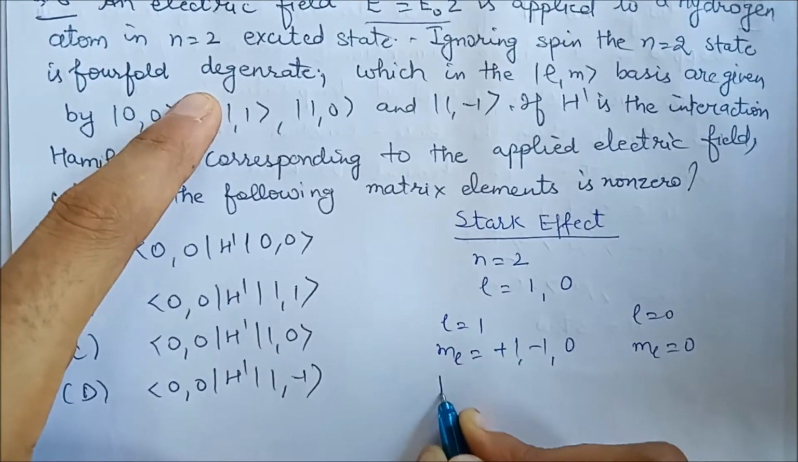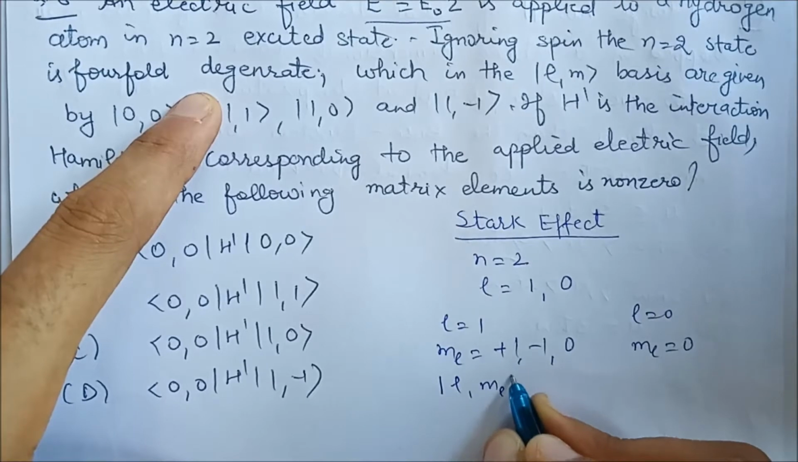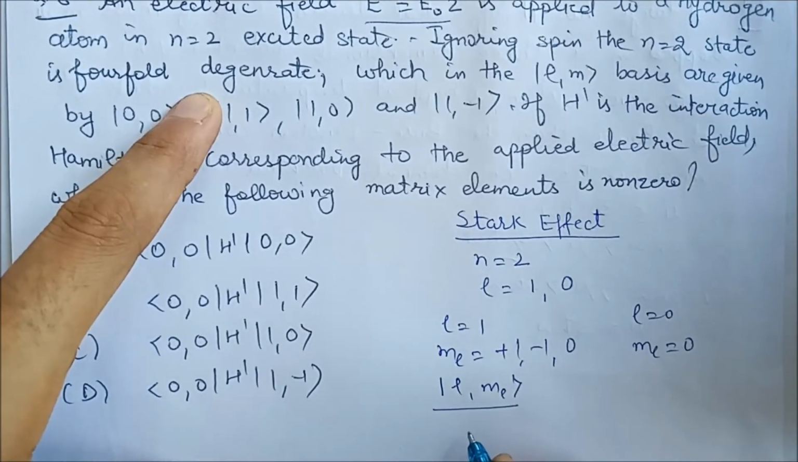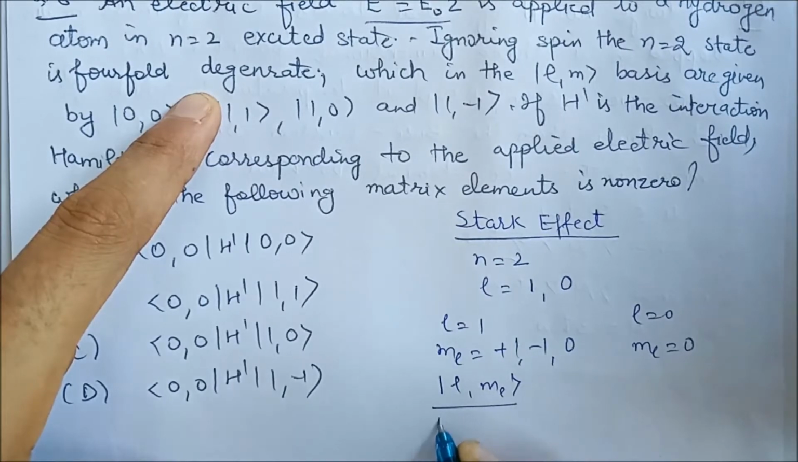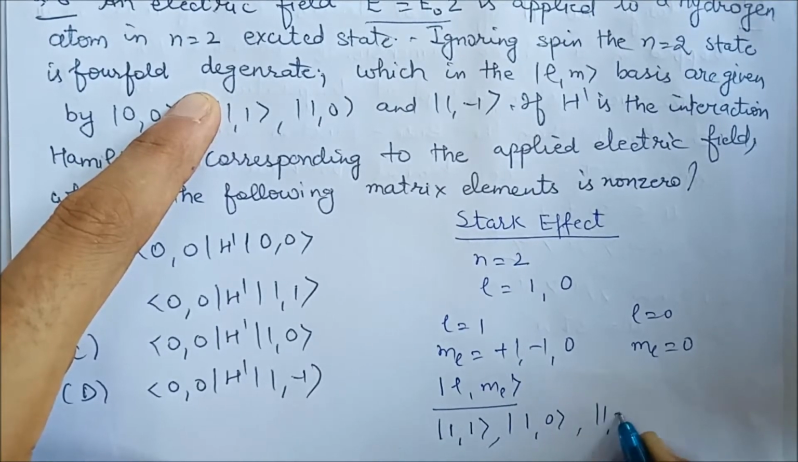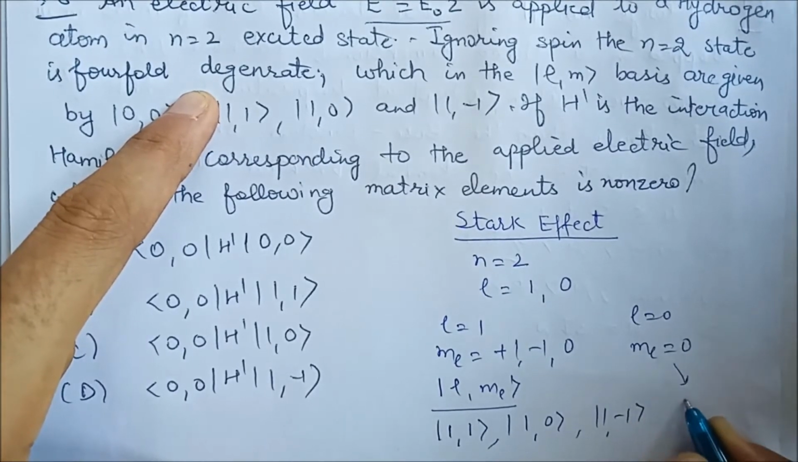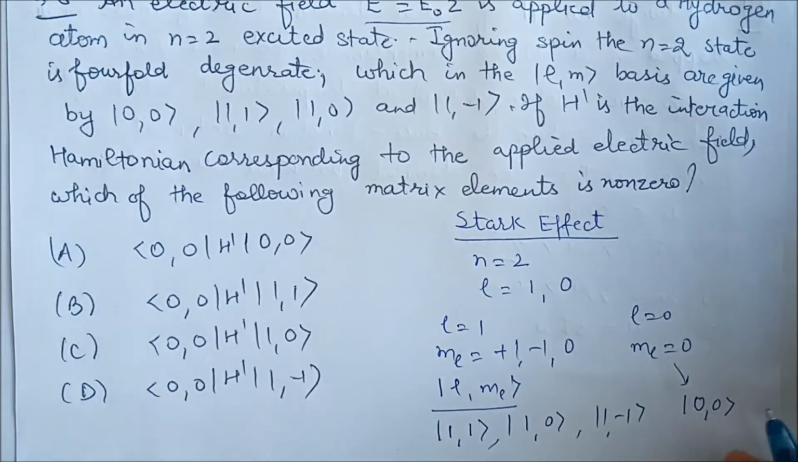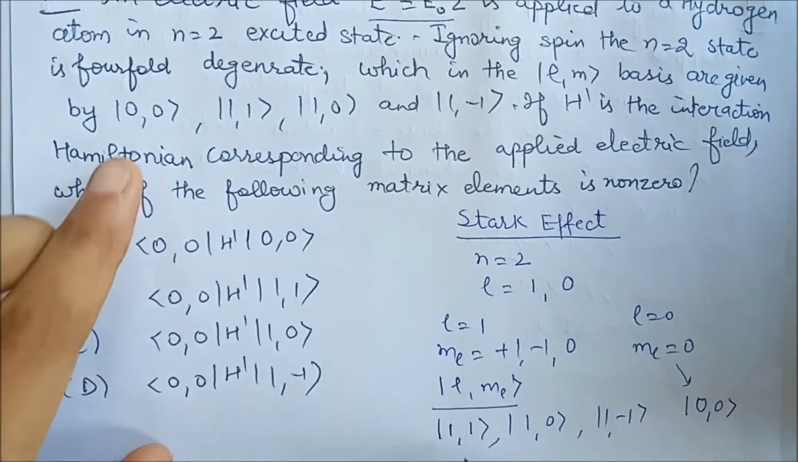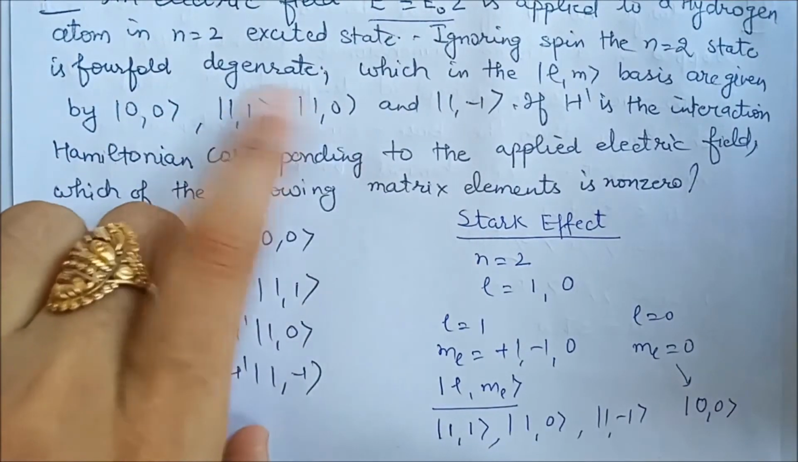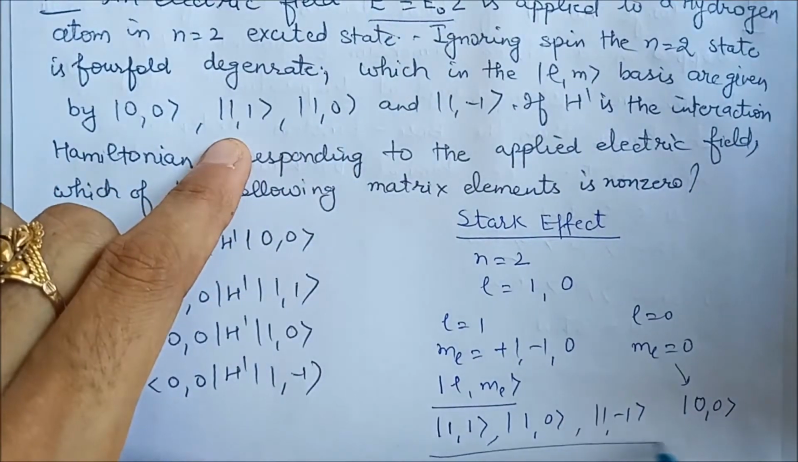So the four l, m_l states are, we are taking only l and m_l values, |1,1>, |1,0> and |1,-1>, and from here we have one state that is |0,0>. So in this case we have four states which are given in the question: |0,0>, |1,0>, |1,1> and |1,-1>. I have written the four states.